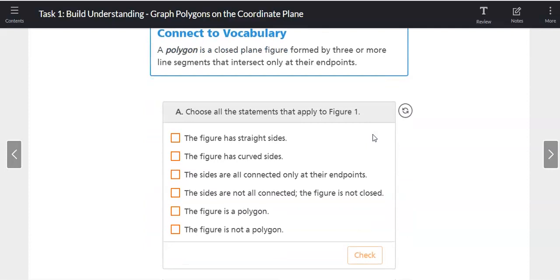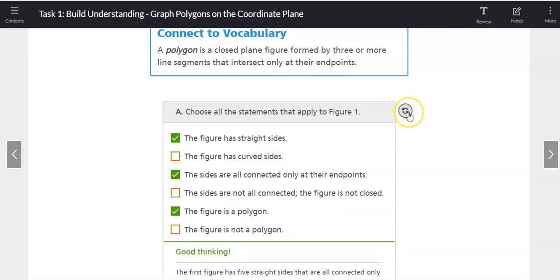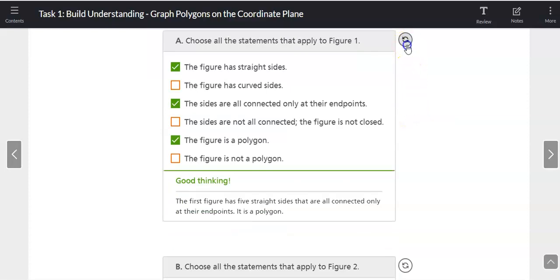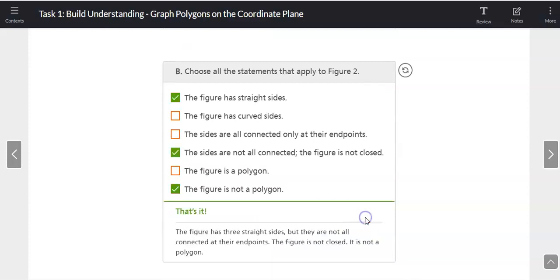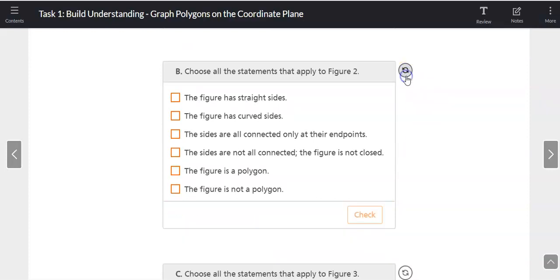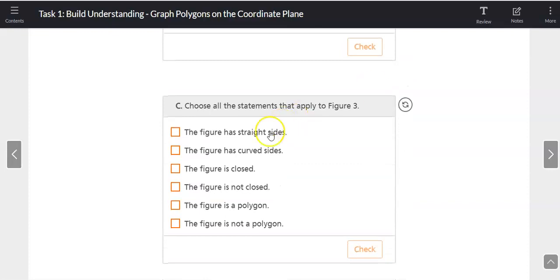So choose all statements that apply about figure 1. The figure has straight sides. It does not have curved sides. They are all connected, and it is a polygon. Okay, B, it does have straight sides. They are not connected, so it is not a polygon. And this last one, that oval, it has curved sides. It is closed, but because it has curved sides, it is not a polygon.